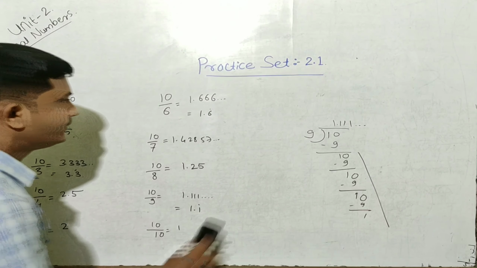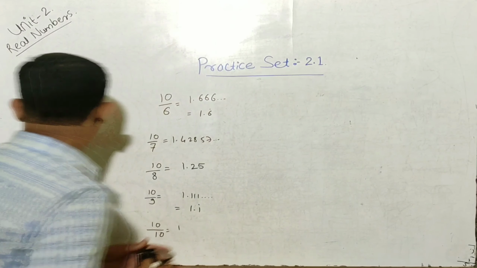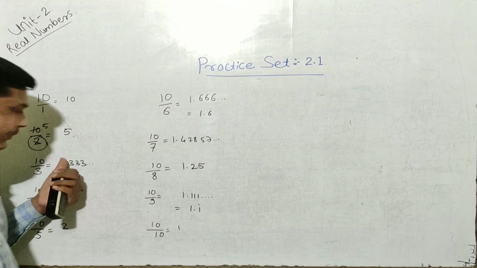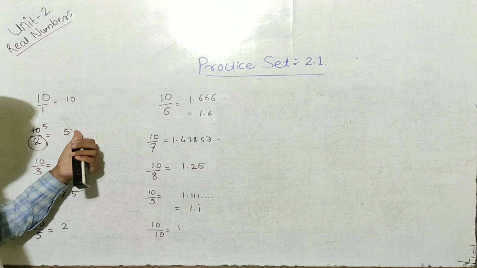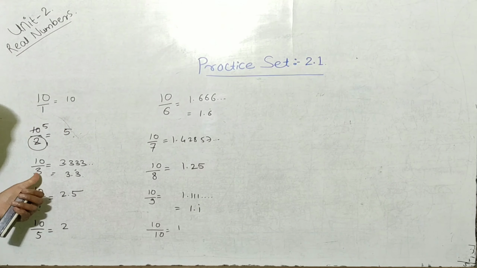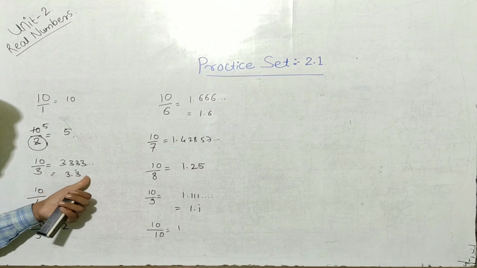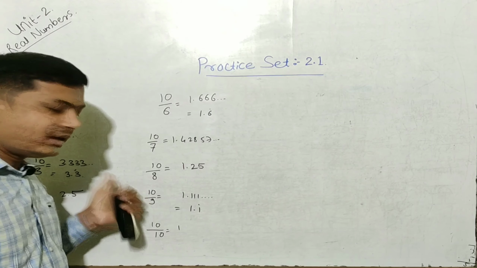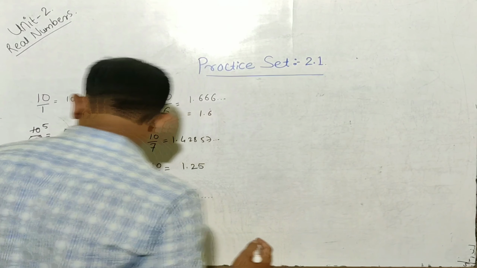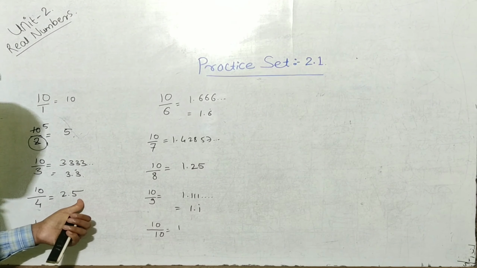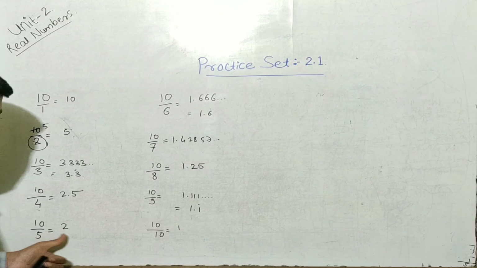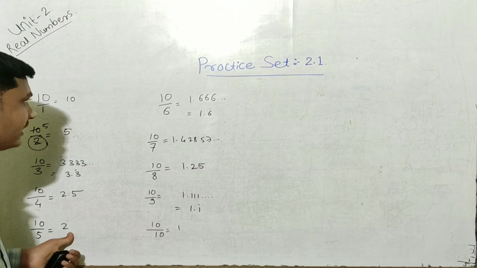Now observe carefully. Here the denominator was 2, so we get a terminating decimal expansion. Here the denominator was 3, we get a non-terminating recurring expansion. Here the denominator was 4, then the decimal expansion is terminating. Then here the denominator is 5, the decimal expansion is terminating.